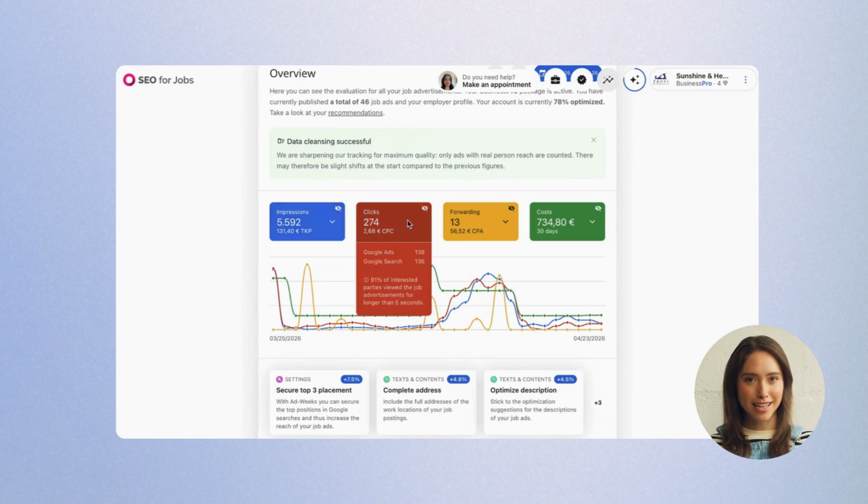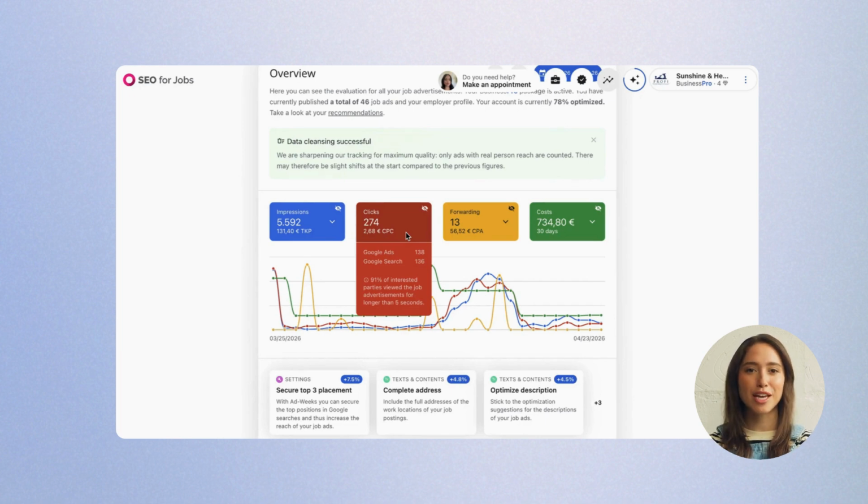When visibility turns into genuine interest, clicks are generated. A click means that a candidate has actively opened your ad. Here too, we analyze whether this curiosity was sparked by our ads or through an organic search. A central value in this process is the CPC, or cost per click. It's important to know that this value is not a fixed figure. It varies significantly depending on the industry, region, and current competition.